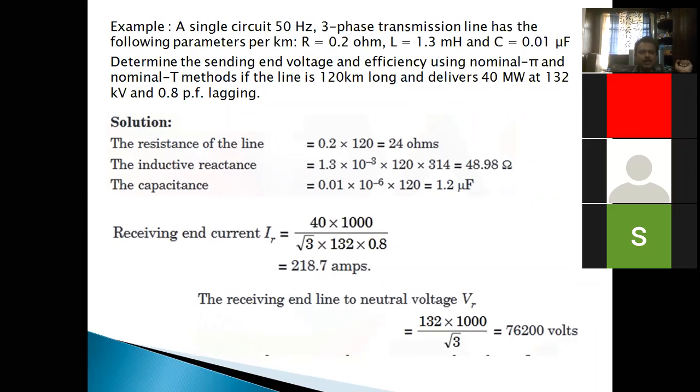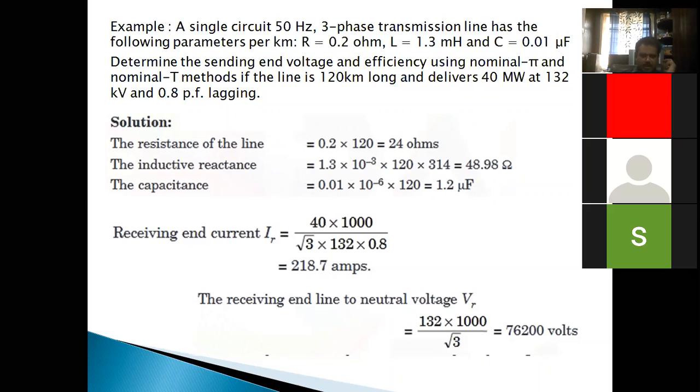Similarly, inductance per kilometer is given as 1.3 millihenries. So I have calculated the inductance and inductive reactance for the entire line length, 120 into 2 pi f, converted into ohms. Inductive reactance is 48.98 ohms. Similarly, the capacitance value comes around 1.2 microfarads.